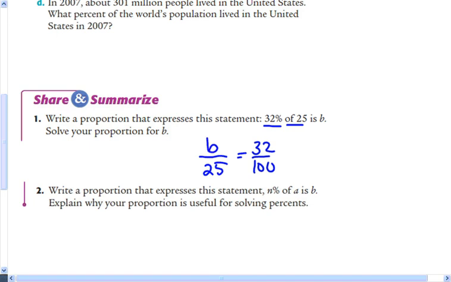And then to solve it, I'll let you guys finish that up, class. Let's do one more. It says write a proportion that expresses this statement. N% of A is B. So from that, N is the percent, so we put that out of 100. Out of A, that means A is the whole, is B, so B is the part.